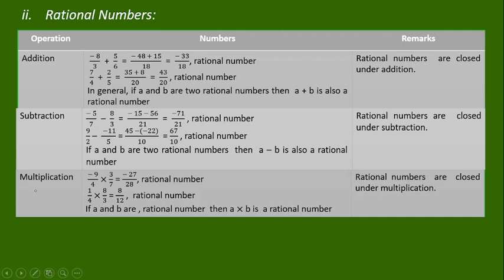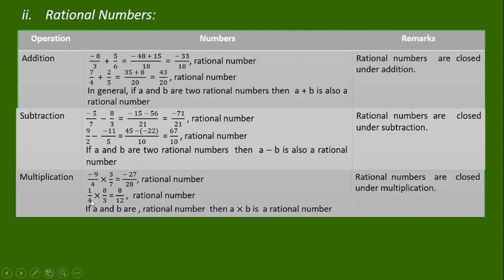Now coming to multiplication. So for multiplication, again we are considering two sets of rational numbers. Here you can see minus 9 upon 4 into 3 upon 7. Okay, so when you multiply these two numbers, then you will get minus 27 by 28. You have to multiply the numerators and you have to multiply the denominators. So the product is minus 27 upon 28, which is a rational number.